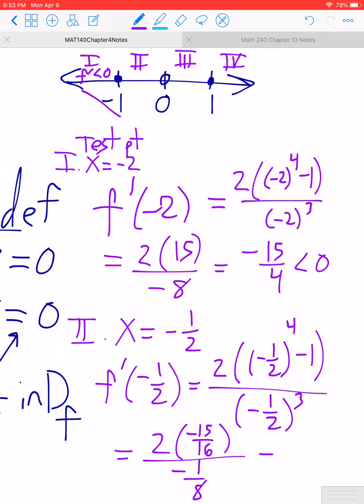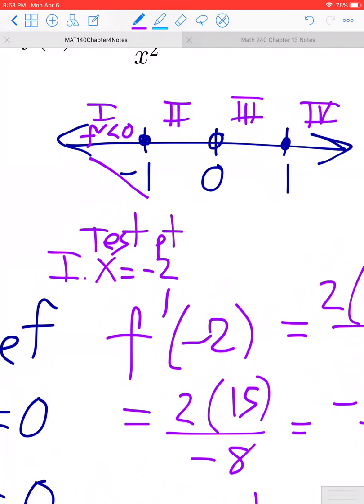And altogether, if we work this out, I believe it's going to be +15, which is greater than 0. So in region 2, we see that the derivative is positive, which means that the function is increasing.